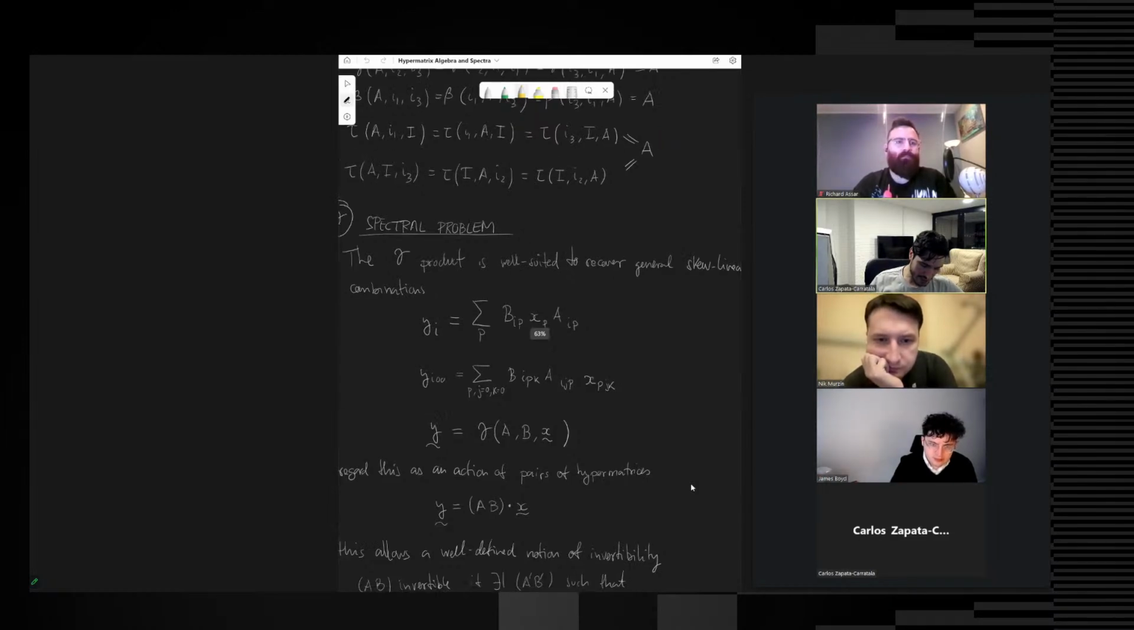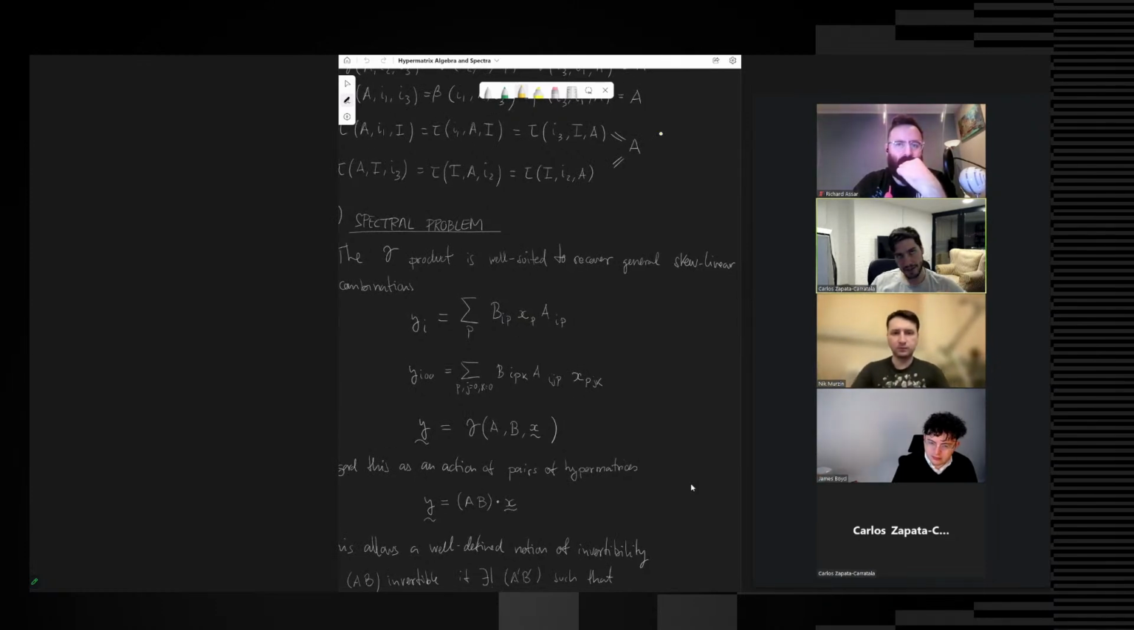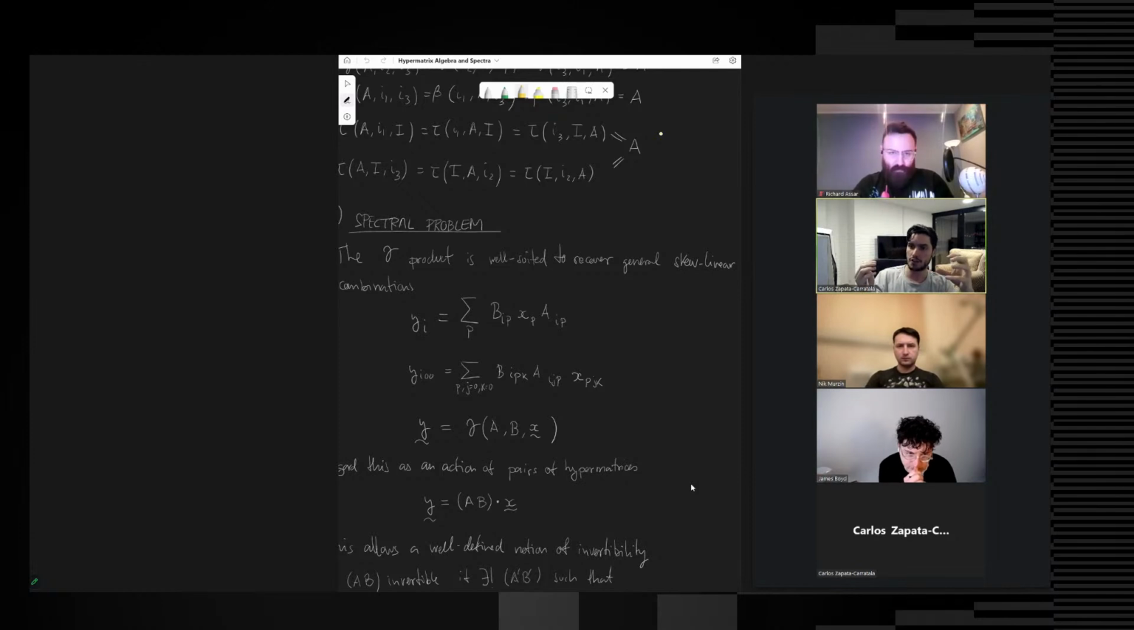And so it turns out that the gamma product, the cone product, basically models general skew linear combinations, meaning linear combinations that require distinction between left and right multiplication. And these few formulas are trying to express this. So this formula here is basically a general, sorry, not bilinear, skew linear combination.